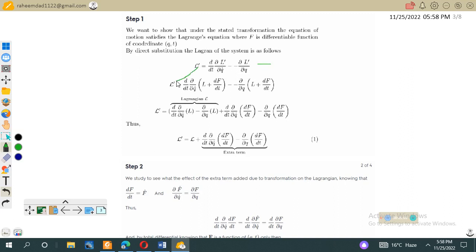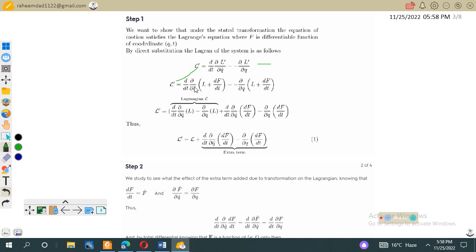So the equation is d over dt of partial over partial q dot, and L prime will be replaced by L plus df over dt. We have to make that substitution: L prime is equal to L plus df over dt.